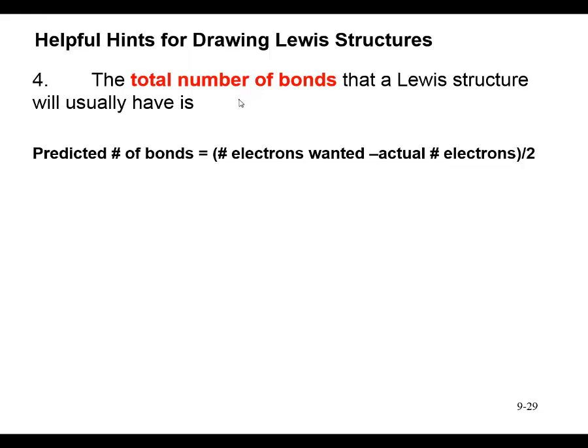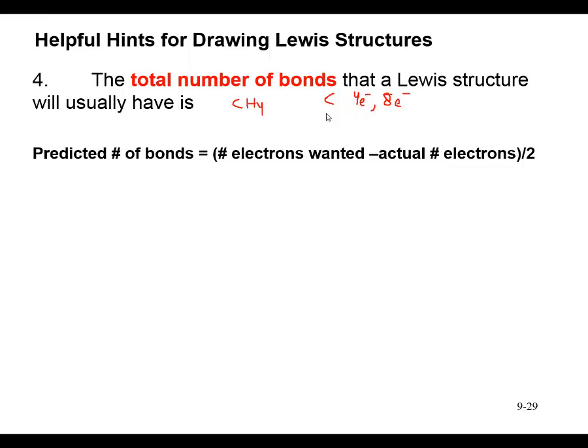So, for example, if we consider methane, CH4, well, we have a carbon. The carbon has 4 valence electrons, but it would like 8. So it would like to get to 8 valence electrons, if it could have them all.